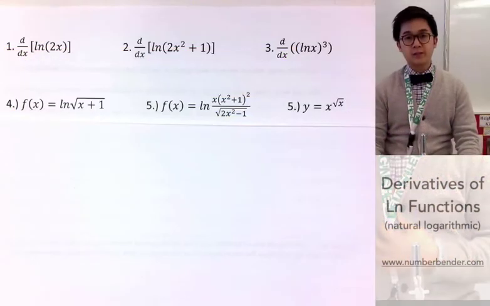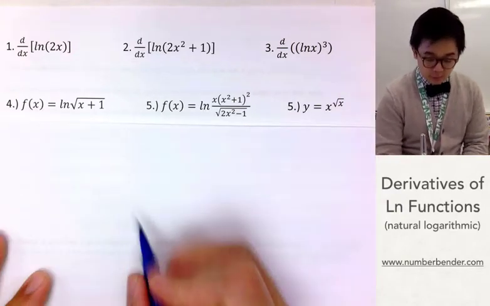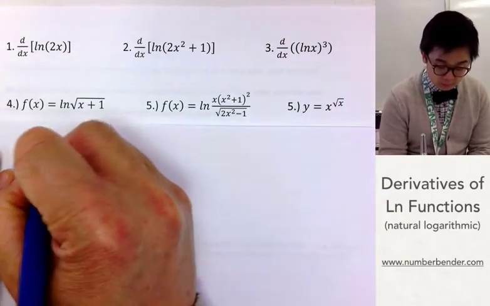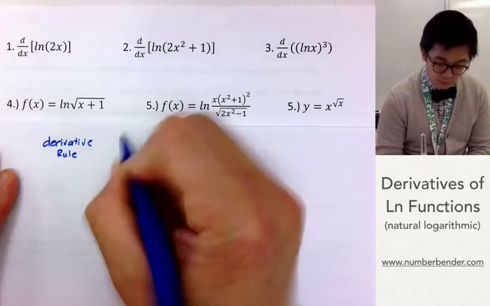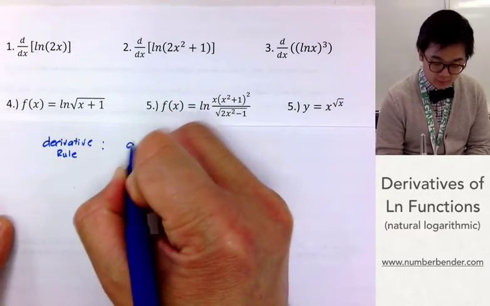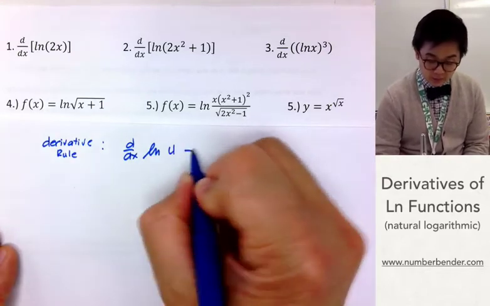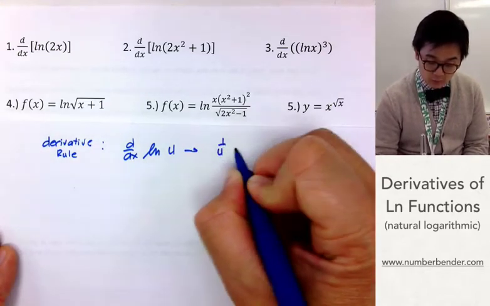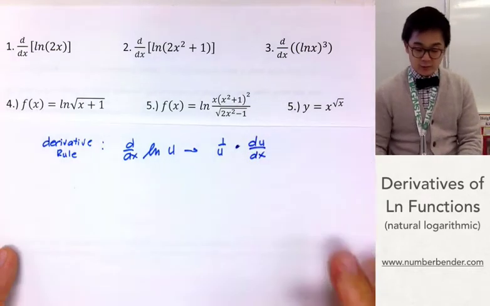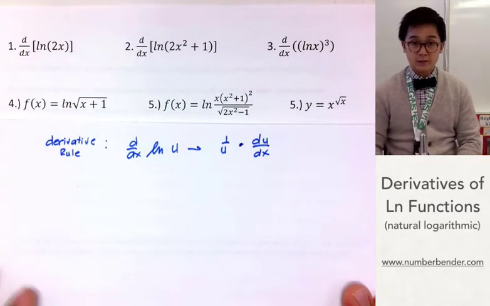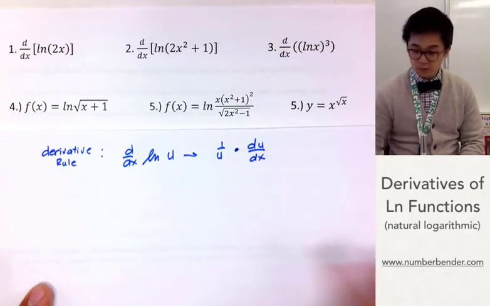Today we're going to find the derivative of functions in terms of ln. So we know that in our formula, the derivative rule for finding the derivative of ln u, where u is any function, is simply 1 over u times du over dx. So this is what we're going to be using in finding the derivative of these functions. So let's start with problem number 1.